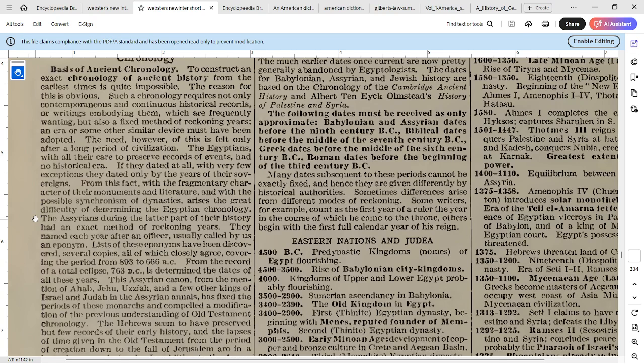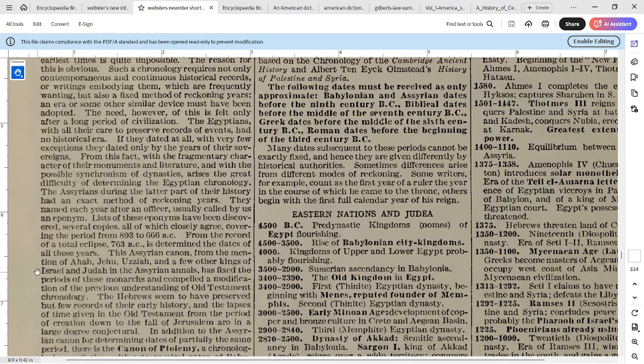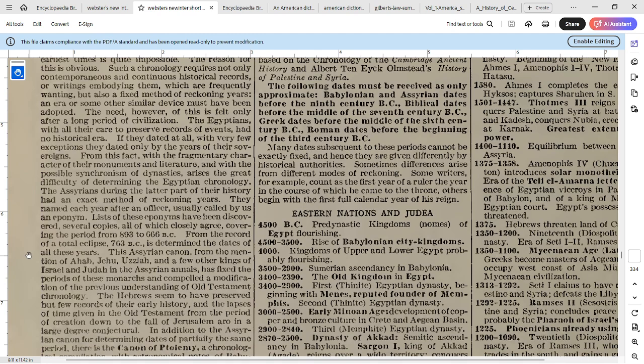The Assyrians, during the latter part of their history, had an exact method of reckoning years. They named each year after an officer, usually called by us an eponym. Lists of these eponyms have been discovered, several copies, all of which closely agree, covering the period from 893 to 666 BC. From the record of a total eclipse, 763 BC, the dates of all these years are determined.